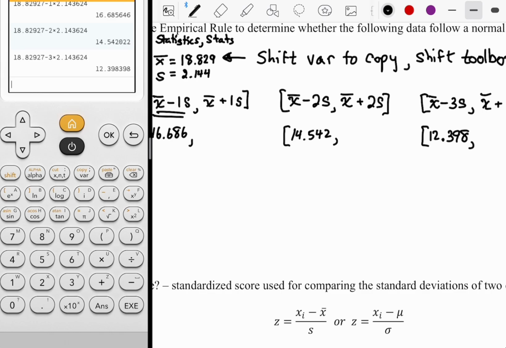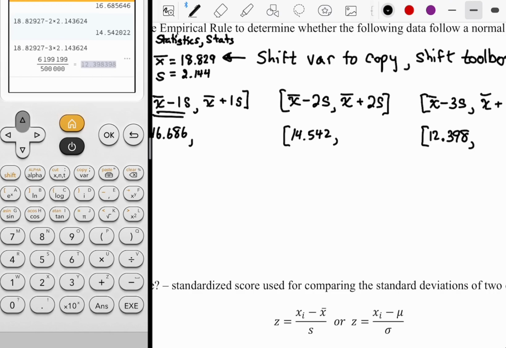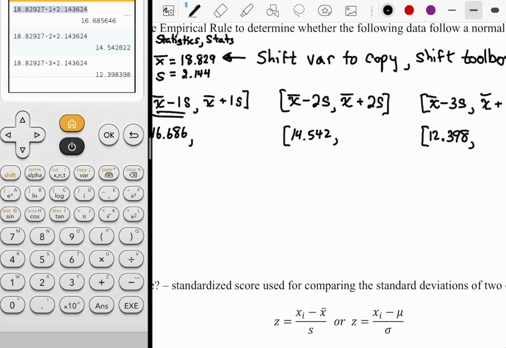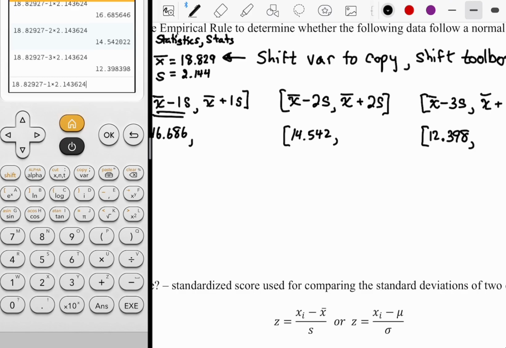And we're just going to do the same thing again, changing all the minuses to pluses. All right. So I'll go right up to the top one, hit OK, brings it down to the bottom of the screen, minus becomes a plus. So my upper bound for my first interval is 20.973.